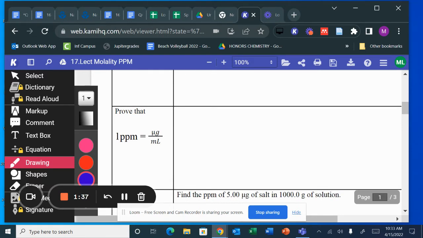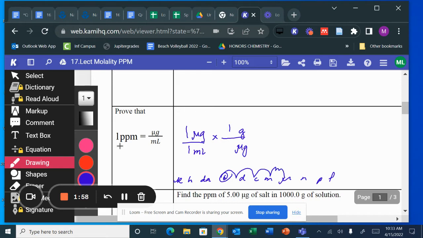So let's try 1 microgram per milliliter, 1 milliliter. I'm going to convert micrograms to grams. So micrograms to grams. Gram is bigger. King Henry died by drinking chocolate milk Monday night playing football. So 1, 2, 3, 4, 5, 6. So 10 to the 6. So I just converted the micrograms to grams.